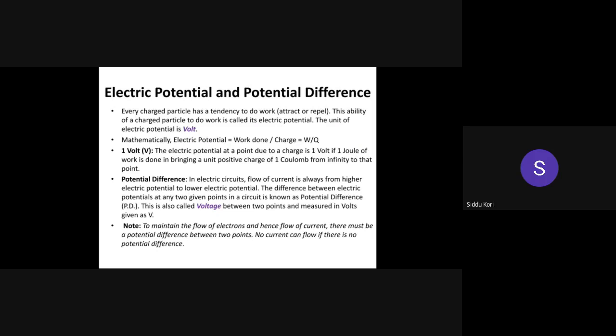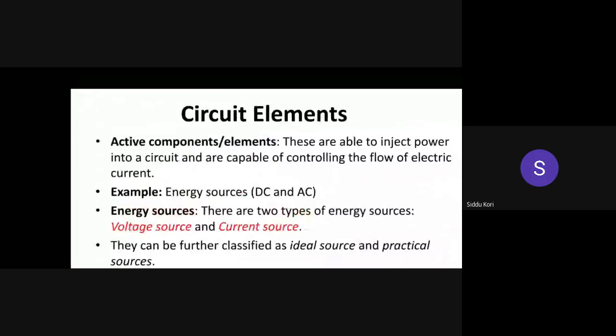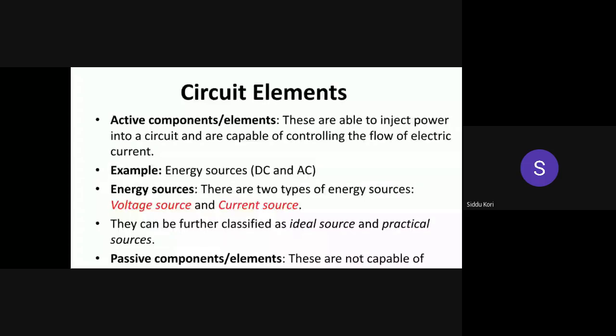So any circuit, we are becoming familiar now with circuits, what a circuit is, and what the elements of the circuit are. So I'll just move on to the circuit elements for today's class. First, active components. There are two things, active and passive. Active components of circuit elements are those elements which inject power into a circuit and are capable of controlling the flow of electric current.